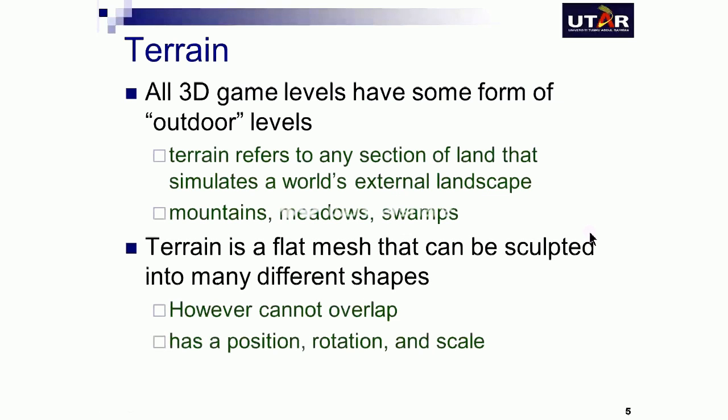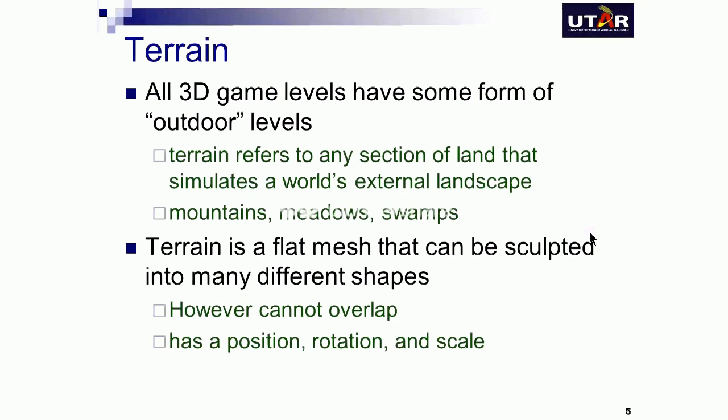In Unity, a terrain is modeled as a flat mesh that can be sculpted into many different shapes. So the idea of sculpting is you can somehow mold this mesh. You can think of the mesh that represents the terrain as a piece of plasticine or a piece of clay that you can somehow twist and turn and pull and compress into the shape that you want. So this is called sculpting.